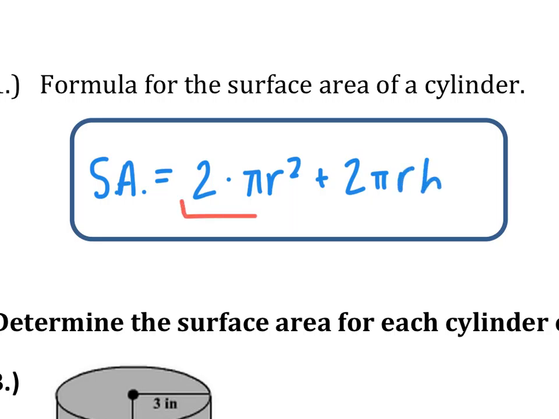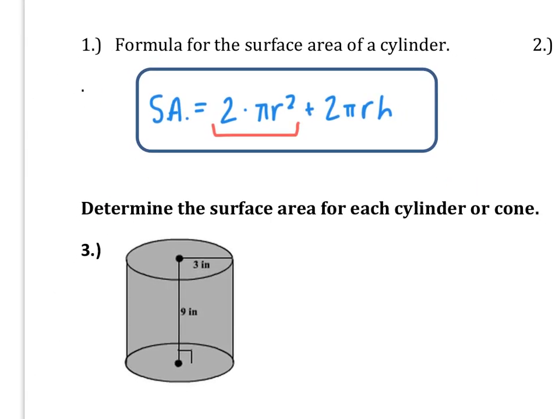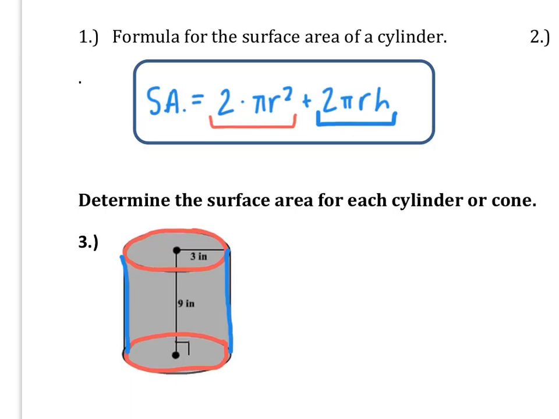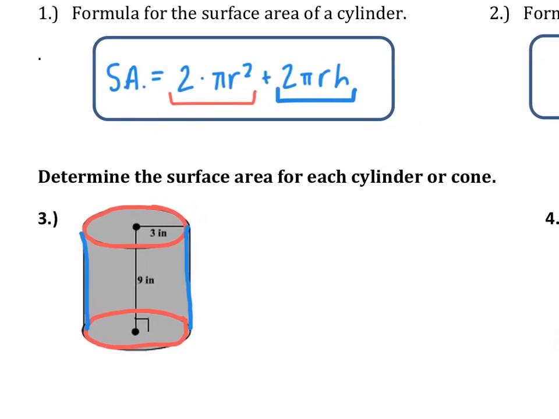This piece right here, 2 times pi r squared, if you look at example 3, is giving us the area of the circles on the top and bottom of the cylinder. And the 2 pi r h is giving us the surface area of the rectangle that wraps around those two circles. By adding that together, we get the full surface area. So let's apply that to example 3.